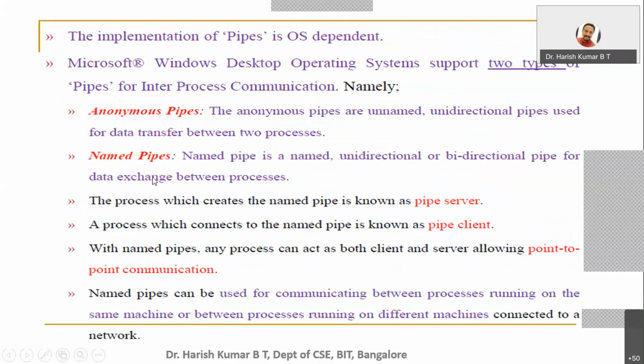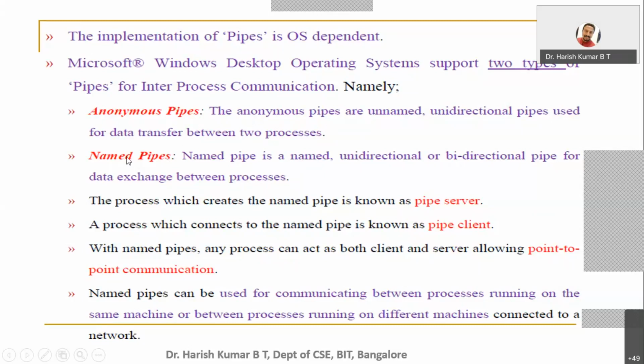The two types of pipe. One is the unnamed pipe or anonymous pipe. Anonymous pipes are unnamed, unidirectional pipes used for data transfer between two processes. I've written here only two processes, but please make a note, they are used only for making related processes communicate. That means the processes should have a parent-child kind of relationship for communicating through the anonymous or unnamed pipe.